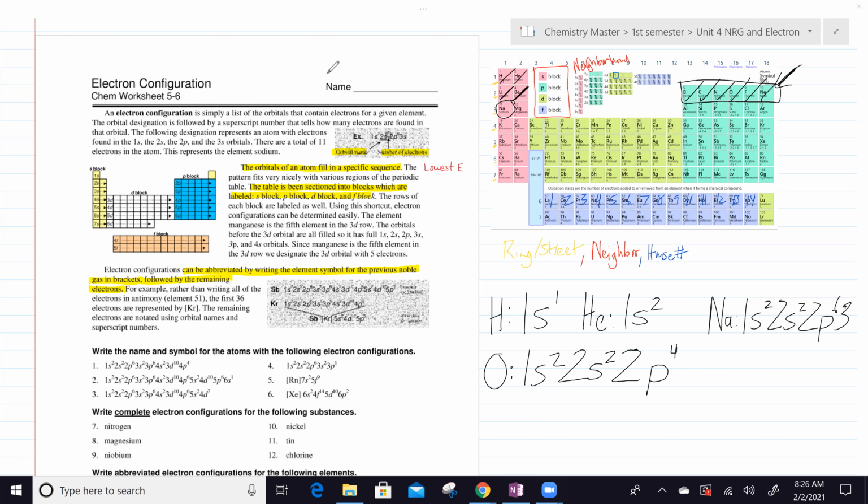3 is the street number. And then somebody online, what neighborhood is sodium in? Sodium's right here. S. Very nice. S. And then what box number or house number is he at? 1. Excellent. 3S1. That is sodium's address.